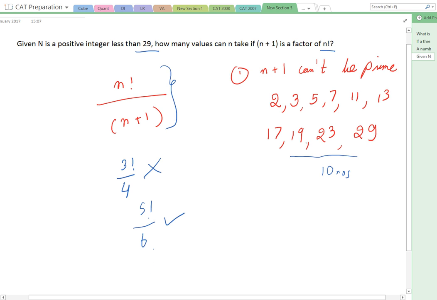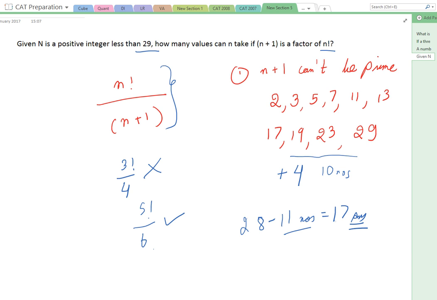So the only one which we need to add here is the prime numbers plus 4. So you have to eliminate 6, 7, 8, 9, 10, 11 numbers out of all the numbers which are eligible, which is from 1 to 28. So out of 28, you need to remove 11 numbers, and that will leave you with 17 as the answer.